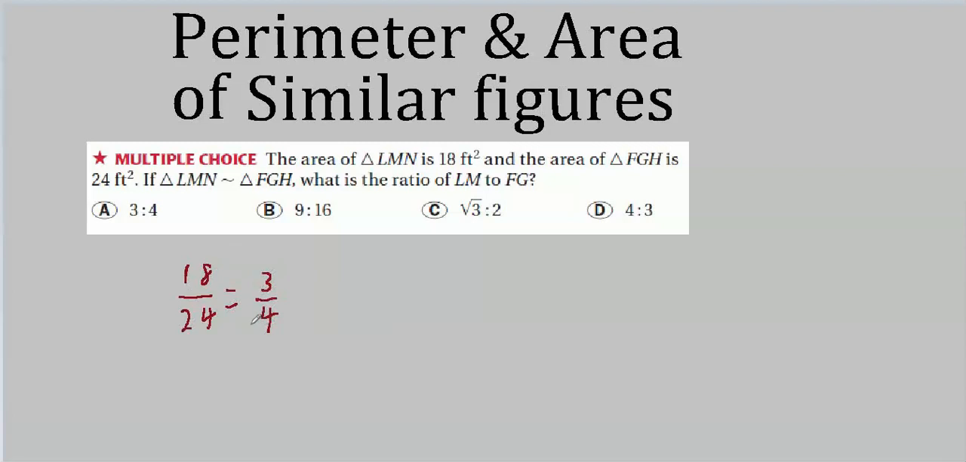Okay, our common factor is 6. That's the ratio of the areas. But remember, the areas are the square of the scale factor. So our scale factor k has to be the square root of 3/4. And we can write that, well, square root of 3, we'll just leave it that way. Square root of 4, we know that's 2. So we got root 3 over 2, or the ratio is root 3 to 2. There we go.